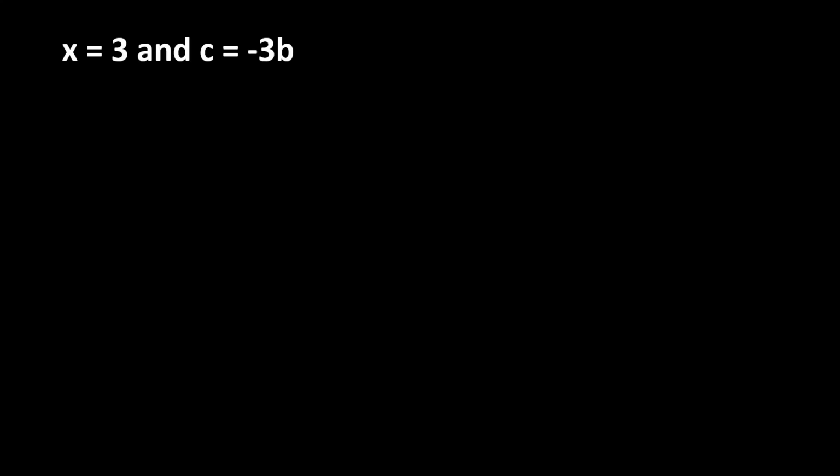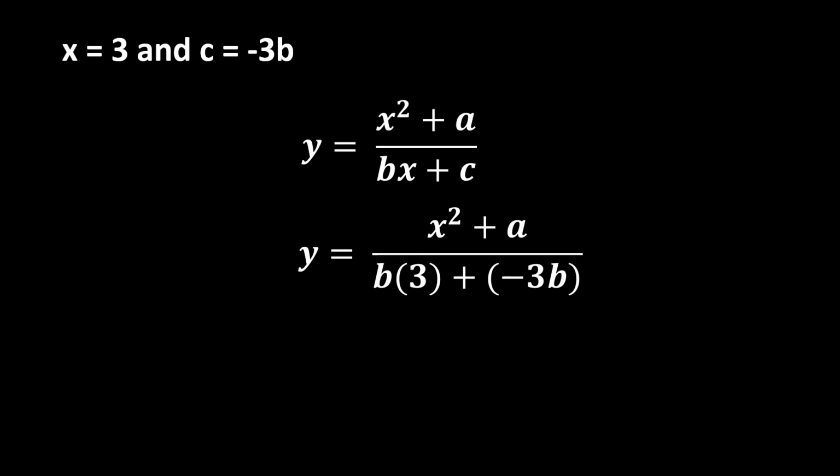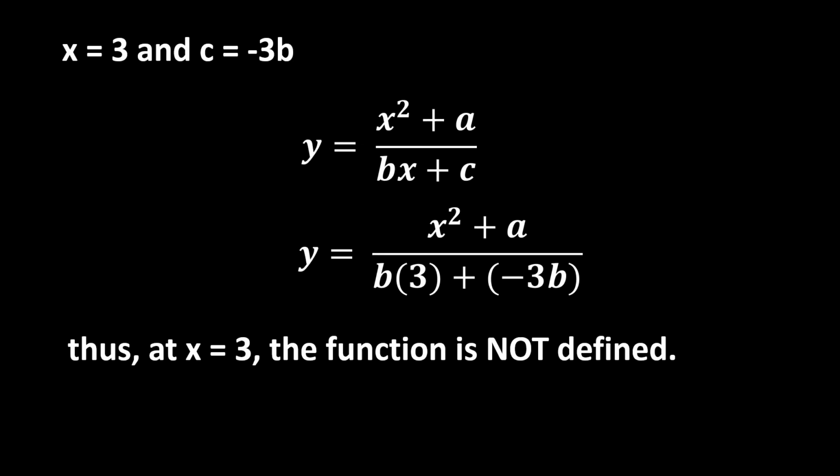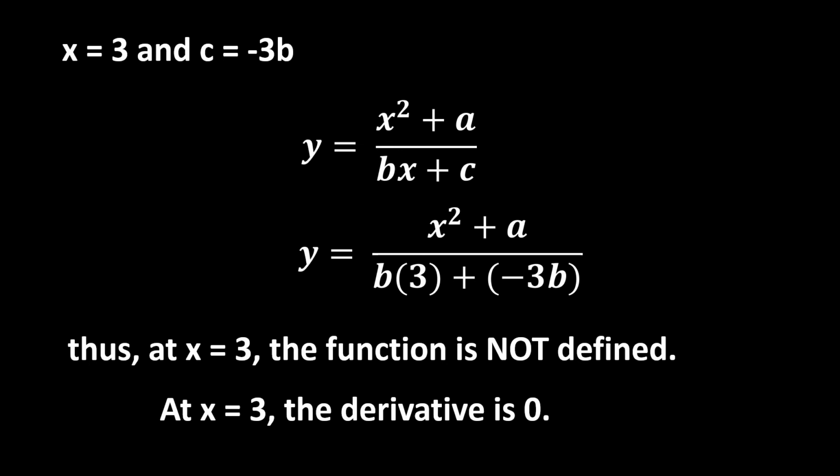When x has a value of 3 and c is equal to negative 3b, our function will lead to an impossible situation. So let's substitute 3 into the x of the denominator and c with negative 3b. As you can see, the denominator of our function will become 3b minus 3b, in which case the denominator will be 0, and therefore the function itself is not defined when x is equal to 3. Therefore, we can say that at x equals 3, the derivative is 0 and not undefined.